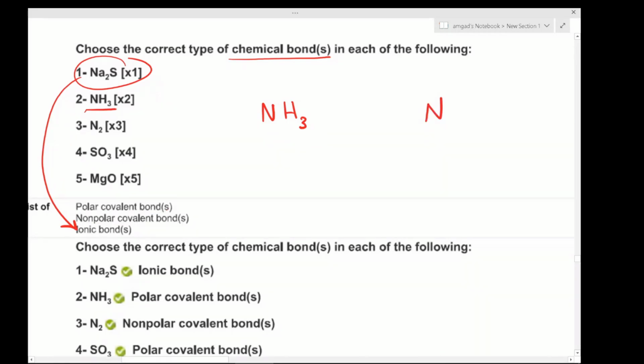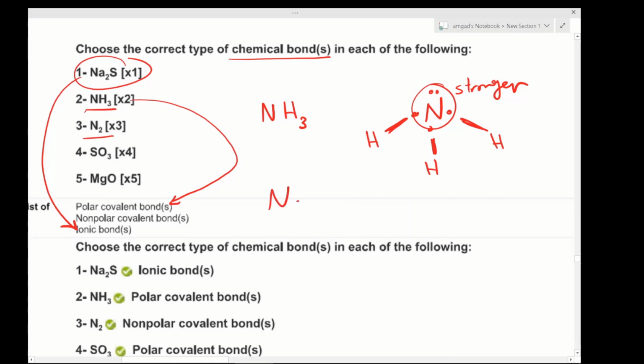Polar. Nitrogen has how many electrons in the dot diagram? Five. It will have 3 covalent bonds with hydrogen. Of course, all of these bonds are single bonds. Polar bond, because nitrogen is stronger, because it has more electronegativity. So it's a polar bond.